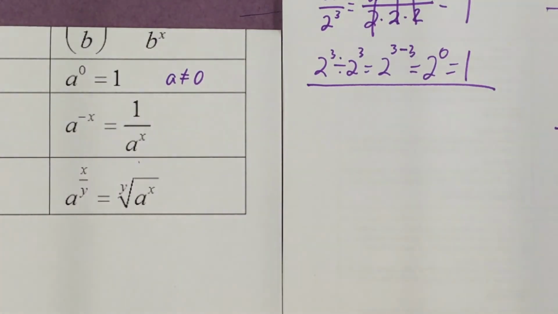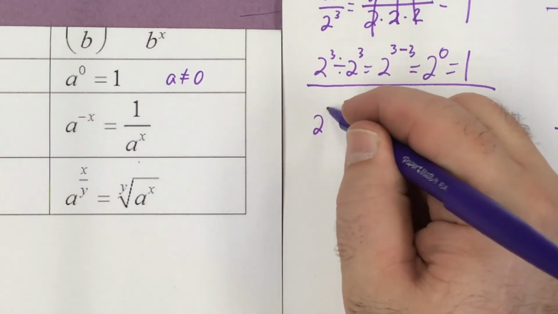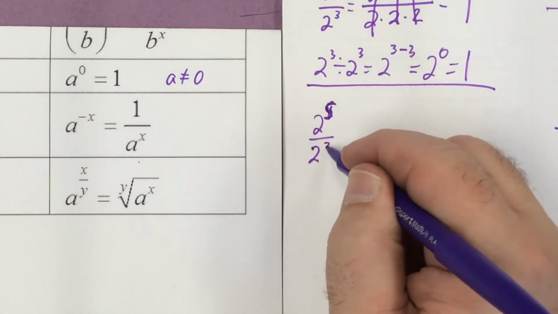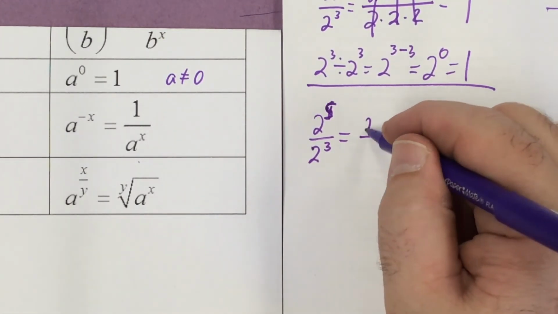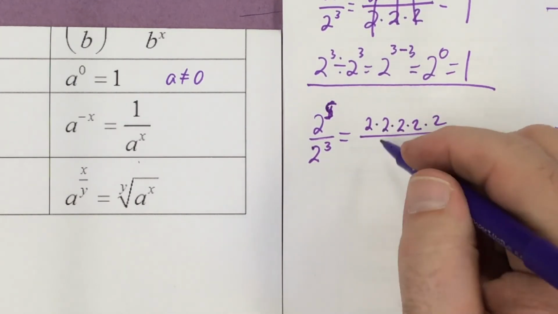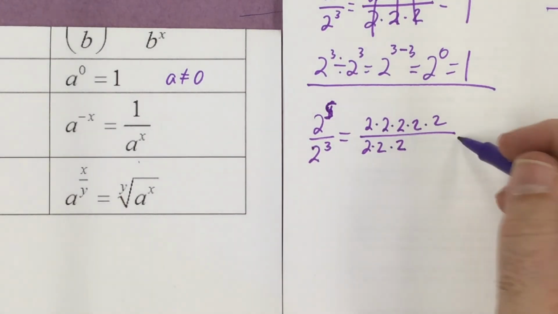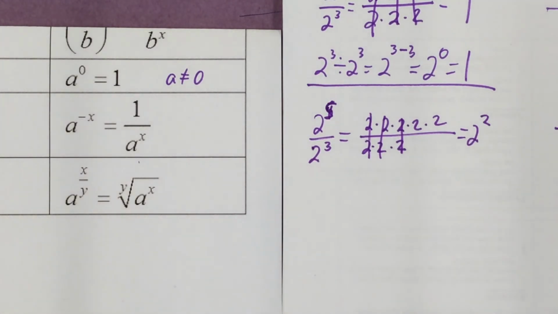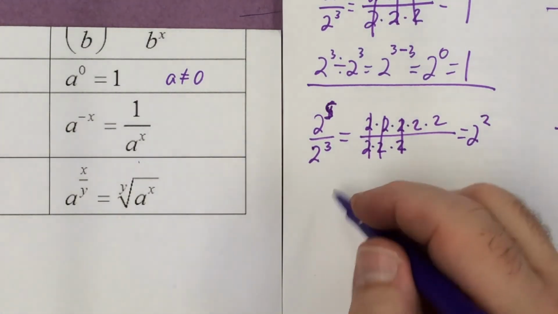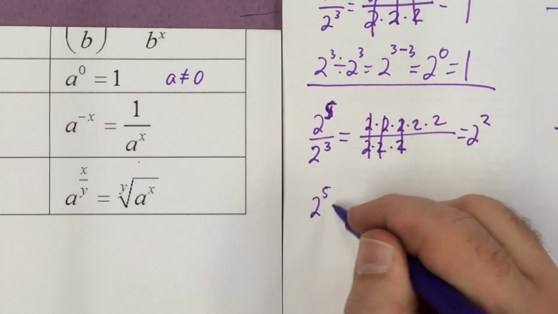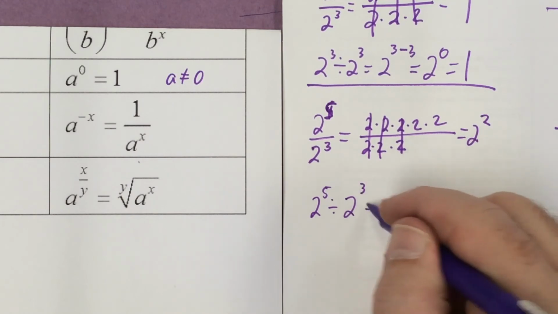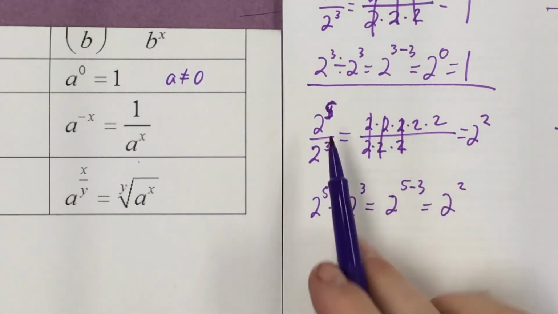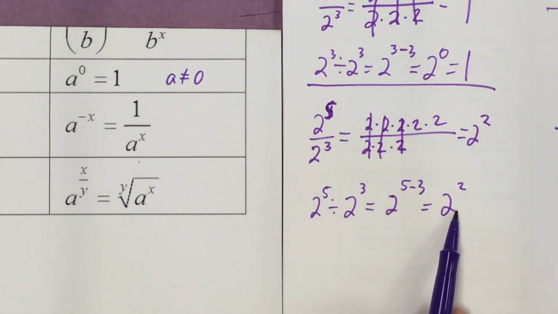Let's take a look at a simpler example. Let's say I have 2 to the 5th divided by 2 to the 3rd. I would carry that out: 2 times 2 times 2 times 2 times 2 divided by 2 times 2 times 2. That's going to give me 2 to the 2nd as my final answer. The way you're usually supposed to do this is 2 to the 5th minus 3, giving us 2 to the 2nd. So this is the long way of doing it, and this is the short way.